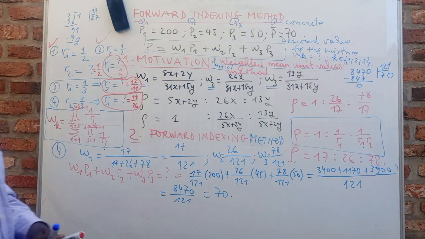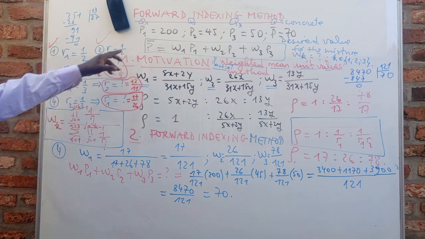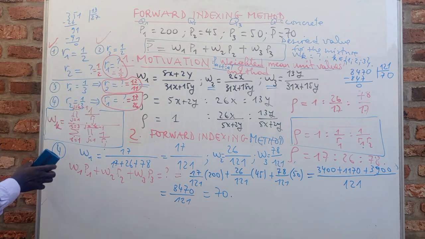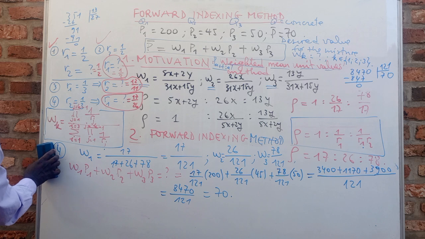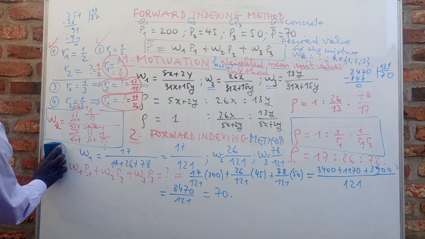The same checking should have been done for each of the 3 other cases: the third, the second, and the first. And this equation should be verified. Okay, now we have just come to the end of this video using the forward indexing method.